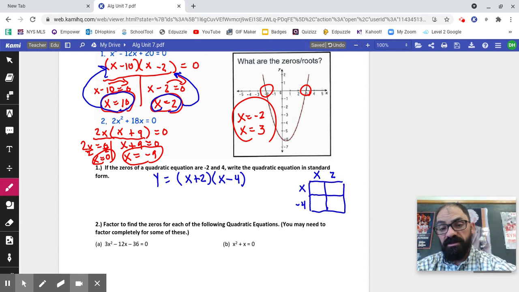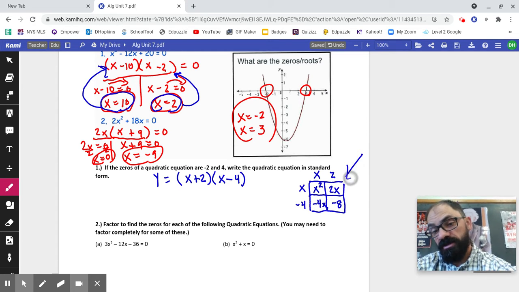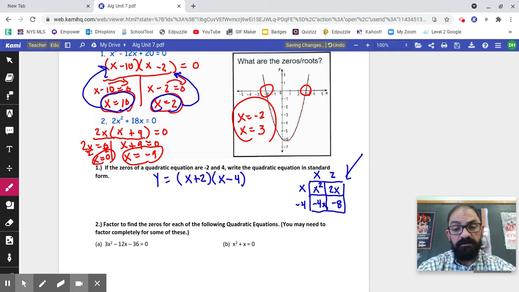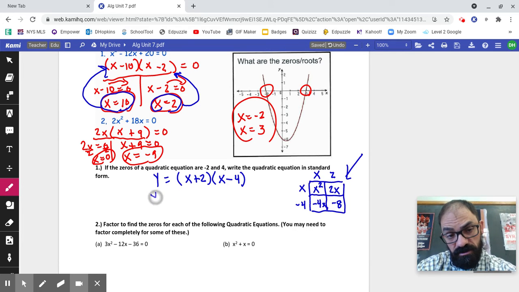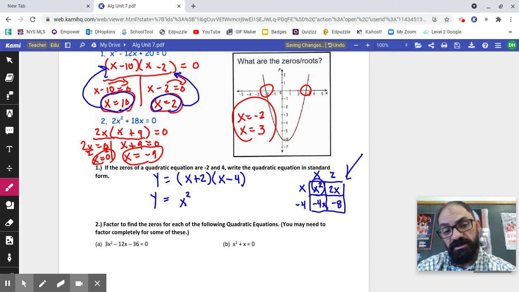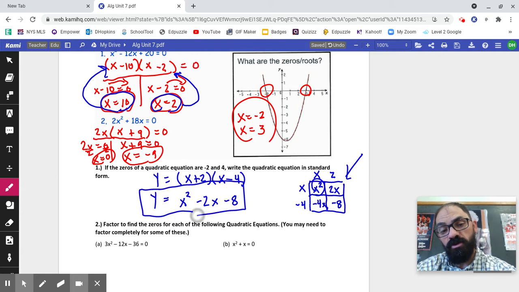So let's multiply x times x, x times 2, negative 4 times x, and negative 4 times 2. Like terms are always diagonally for the most part. I start with top left, we have x squared. Negative 4x plus 2x is negative 2x. And I end with negative 8. There's my quadratic equation whose roots are negative 2 and 4.